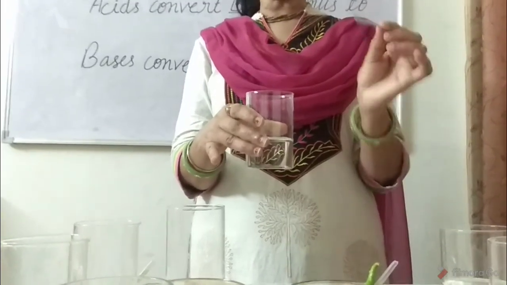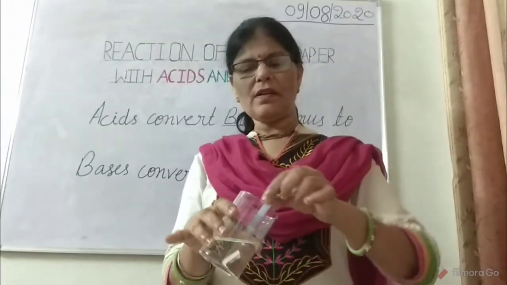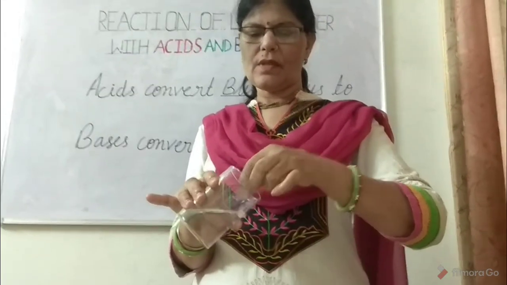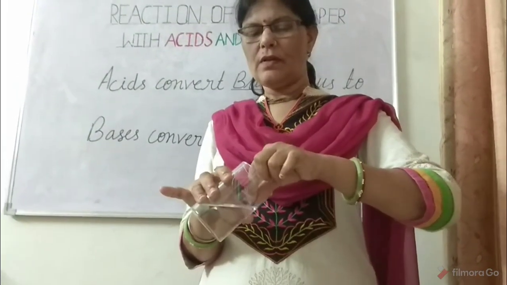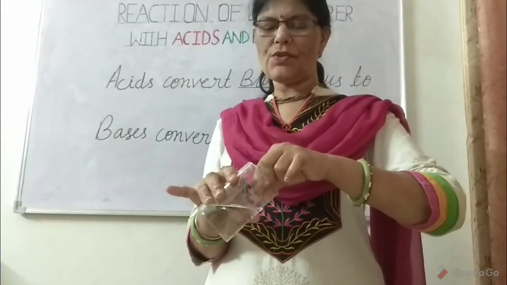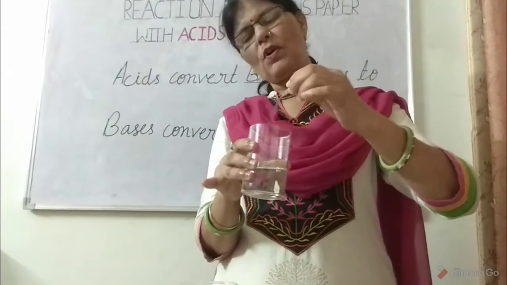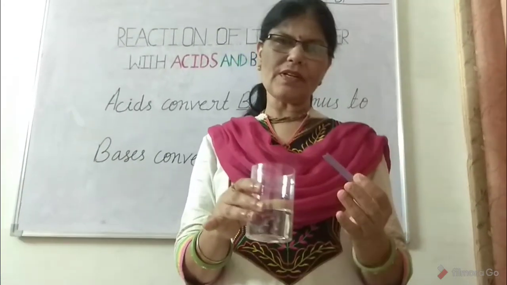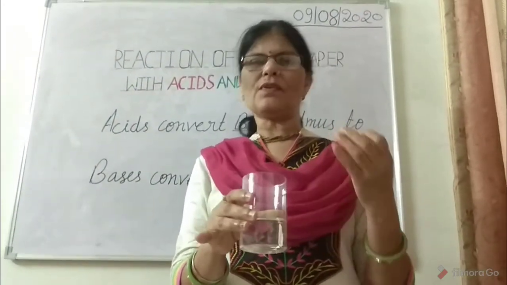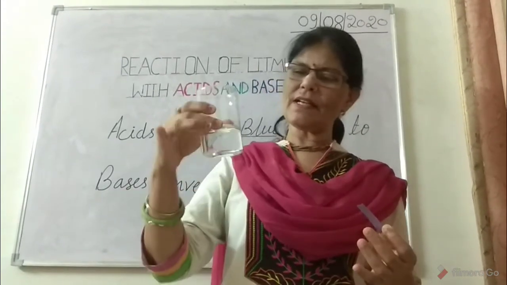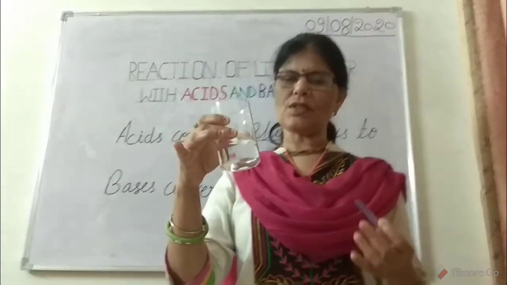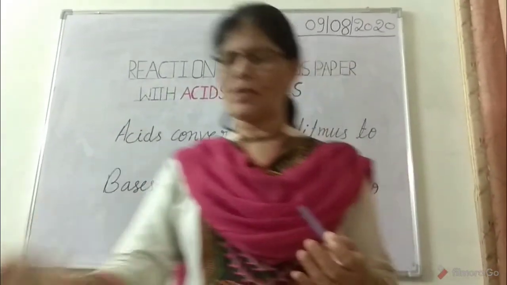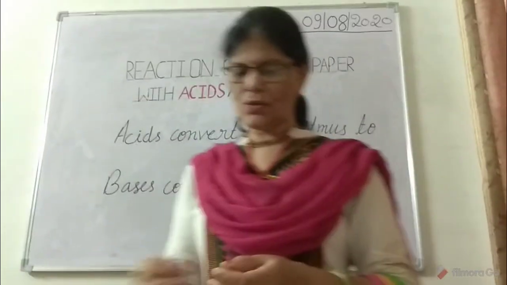Now let us check with the blue litmus paper. I am dipping blue litmus paper in the sugar solution. When I dip blue litmus paper in the sugar solution, still I do not find any change in the color of the blue litmus paper. It means it is not converting red litmus to blue, or blue litmus to red color. It means I think this is a neutral solution. It is not basic and it is not acidic. So it is a neutral solution.